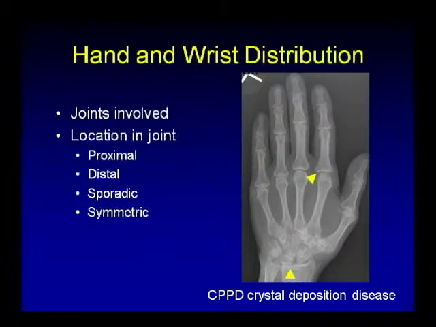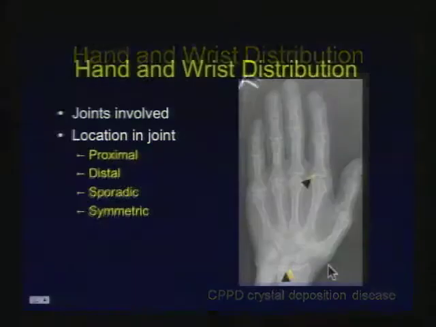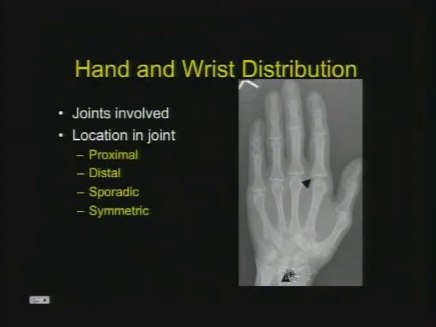Now let's go through distribution. This is going to help you just look at cases and kind of come up with something pretty quickly. And we're going to start with hands and wrists. And basically, what you want to do is sort of survey this image and see where you see narrowing and erosions and subluxation. Is it proximal? Is it involving the wrist, like in this case? Is it involving the intercarpal areas, the carpometacarpals, the PIPs? That would all kind of be proximal, and we have certain arthropathies that do that.